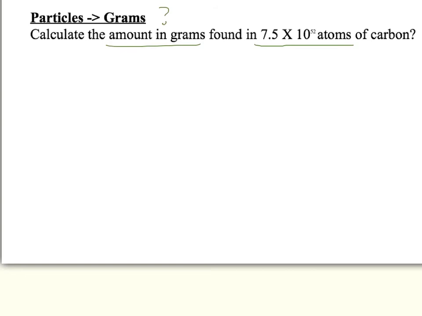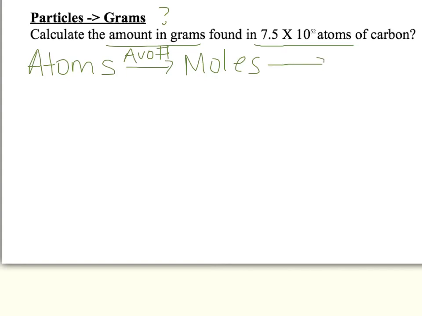So if you look at your chart or your conversion guide, you start with atoms. You cannot convert to grams in just one step. You have to first convert into moles using Avogadro's number. And then once we get to moles, then we can use the molar mass to convert into grams. So this is how you know that you've got a two-step problem.